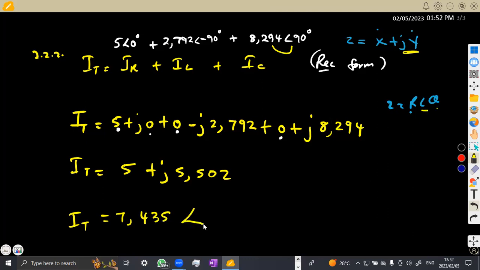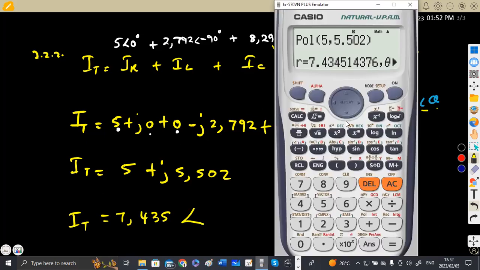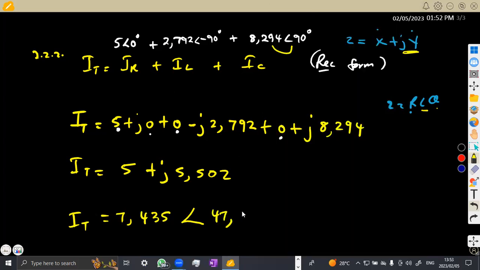But remember, I told you it's angle theta. So it's going to be the angle, which is the phasor angle. And our theta is also given on the calculator. You just move this button to the right. Your theta there is showing until you see your theta properly. So theta is 47.737 degrees.